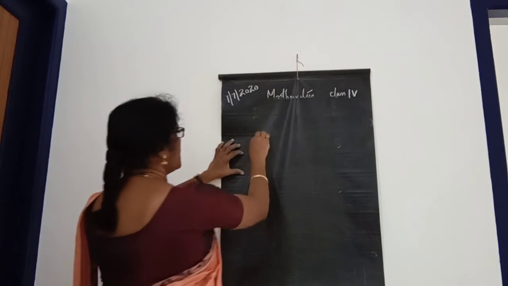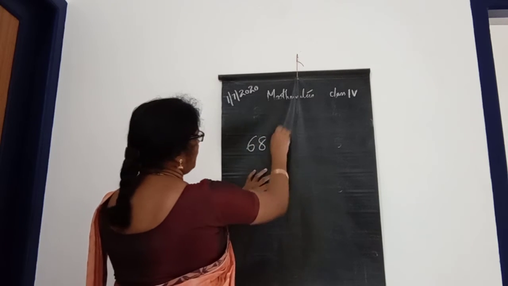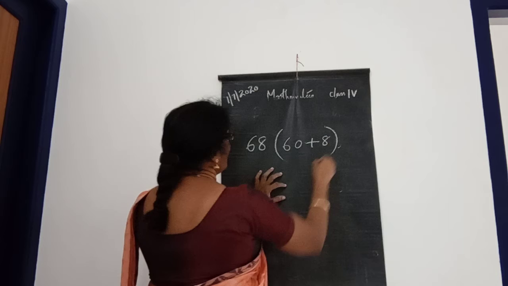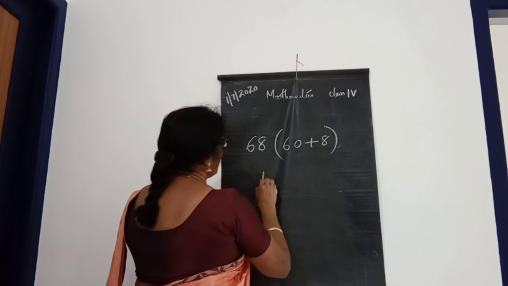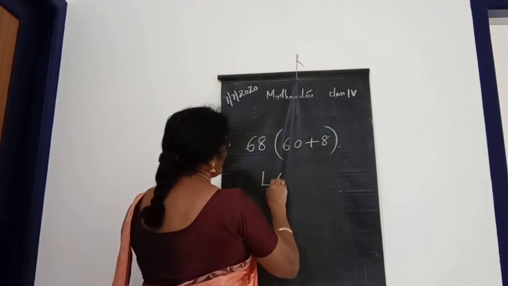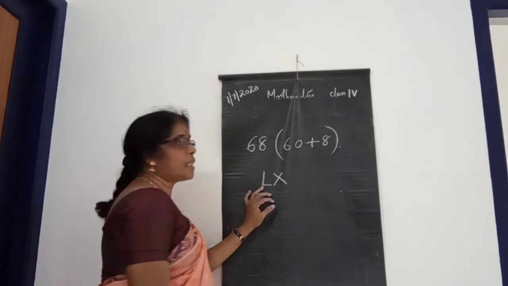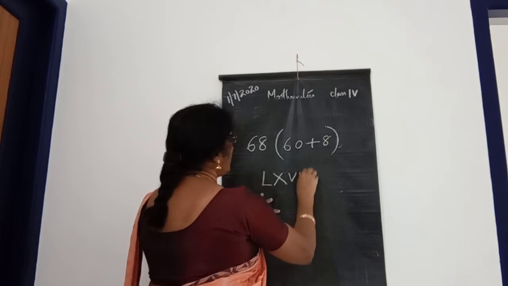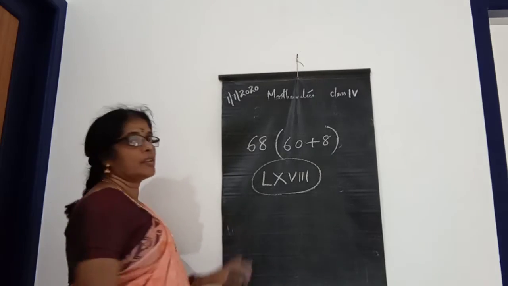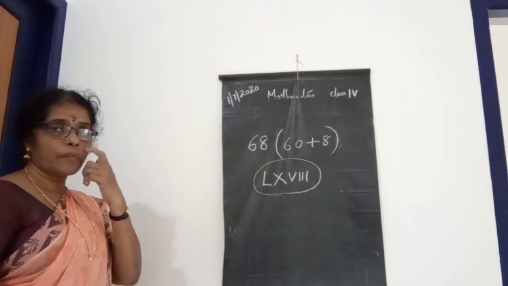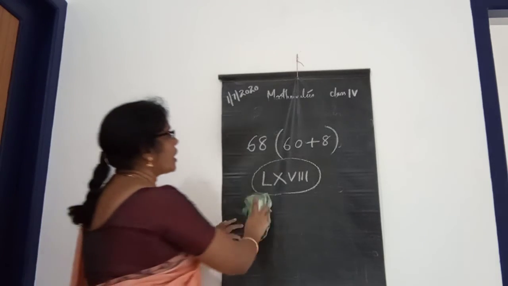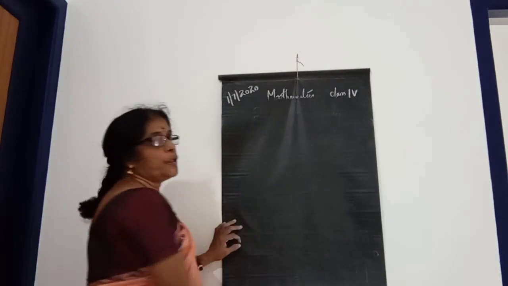Look here. 68 we can split into 60 plus 8. How is 60 written? LX. Yes, that is 60, isn't it? Plus 8. How is 8 written? 5, 6, 7, 8. So this is 68. Okay, children, this is the way to write in Roman numerals.